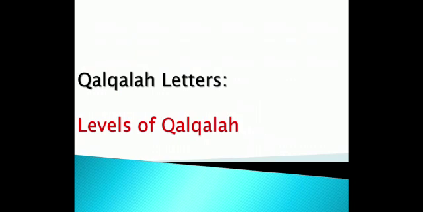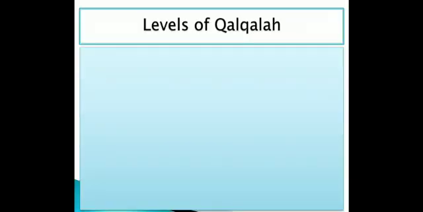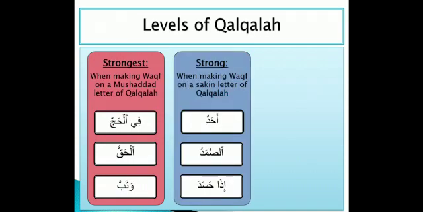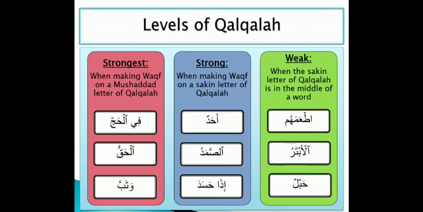Levels of Qalqala. There are different levels of Qalqala. There is the strongest level when making waqf on a mushaddad letter of Qalqala, and there is a strong level when making waqf on a sakin letter of Qalqala, and there is a weak level when the sakin letter of Qalqala is in the middle of a word.